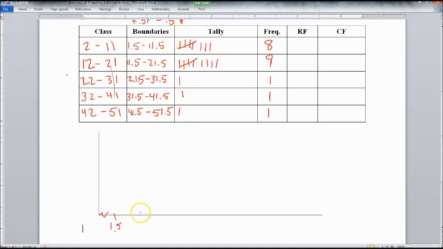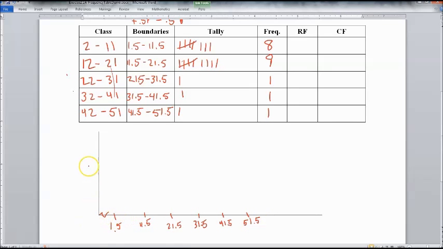Now we go to the upper bound, which is 11.5. I know that my boundaries are going to touch here, so I can skip 11.5 again. I don't need to rewrite it. I'm going to go to 21.5, then the next bound, 31.5, then 41.5, and lastly 51.5. Okay, so I have my boundaries set up for my bars.